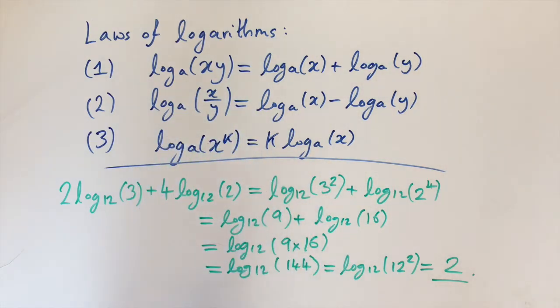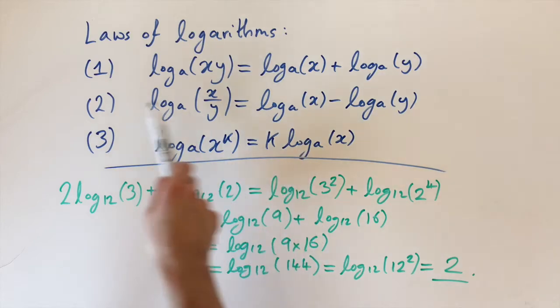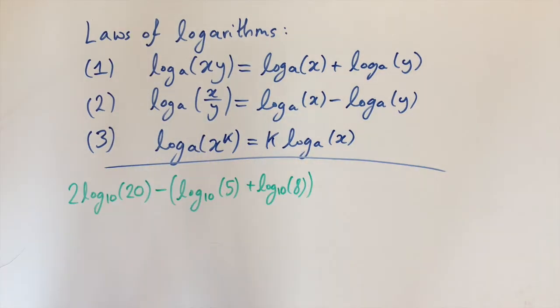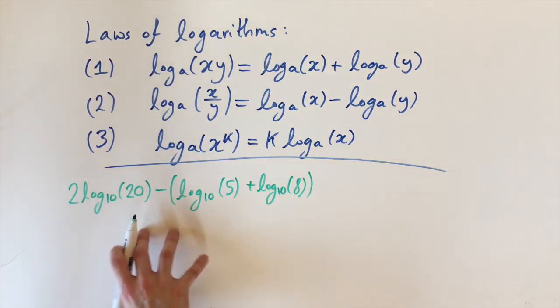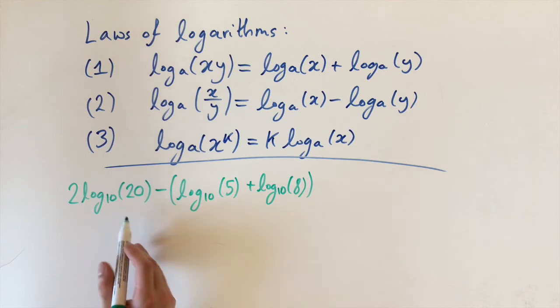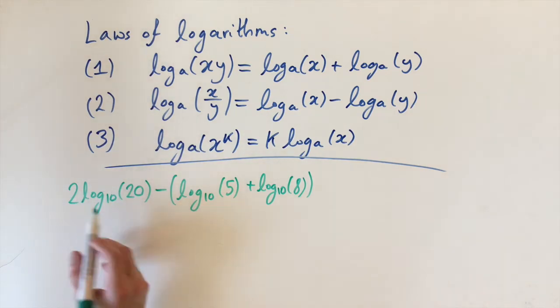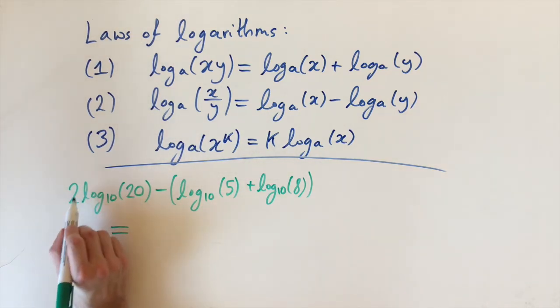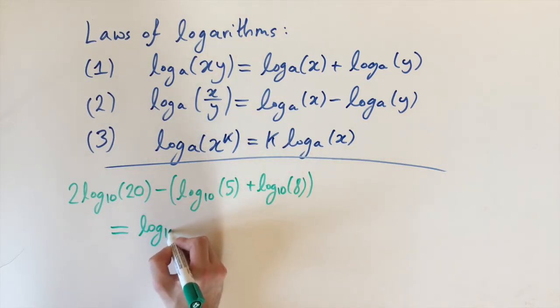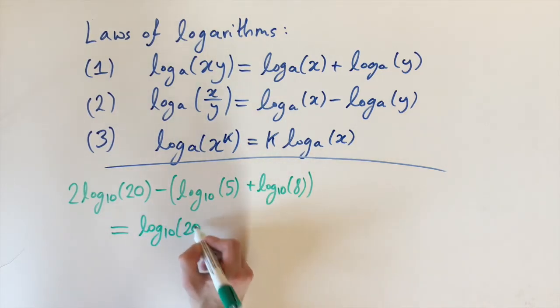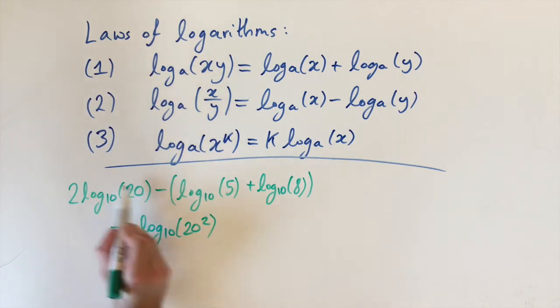We're going to look at one more example now where we need to use a few of them, but involving the division law as well. Okay, so this example is a bit trickier because we have a subtraction, we've got an addition, and we've got a constant at the front, so we're going to actually need to use all three laws at the same time. So first off, let's look at this first logarithm. We have a constant at the front, so we can use the power law to bring it inside. And it tells us that this is equal to log base 10 of 20 to the power of 2. That's just this first logarithm.